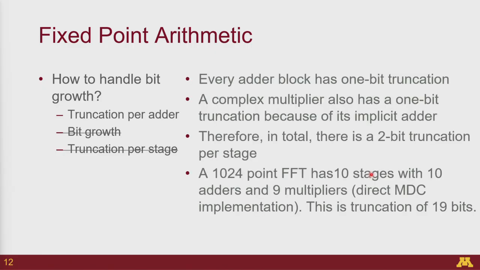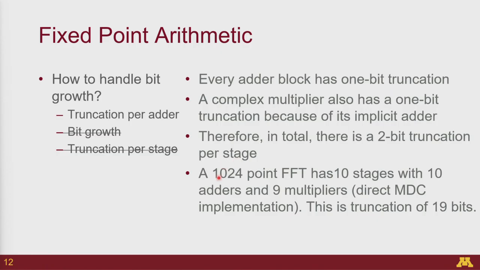The first, simplest method to handle bit growth is to have a 1-bit truncation and 1-bit scaling at every single adder. That means the adder blocks of your butterfly have a 1-bit truncation. Each complex multiplier also has a 1-bit truncation because it has an adder within it. Therefore, you have 2 bits of truncation per stage.